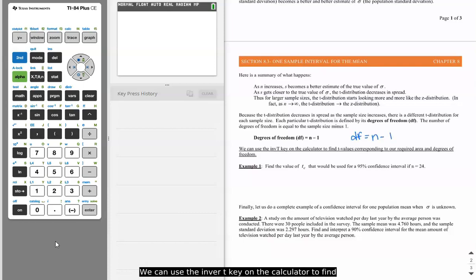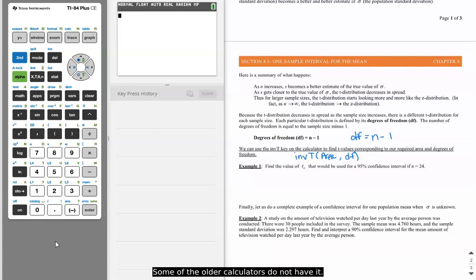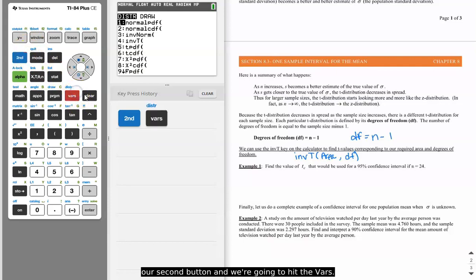We can use the inverse t key on the calculator to find t values corresponding to our required area and degrees of freedom. So our inverse t is set up with our area, and then we have our degrees of freedom. Now, what I want you to do is to see if you have this function on your calculator. Some of the older calculators do not have it. Where we're going to find it is we hit our second button, and we hit the vars. Now, mine has it. Mine's number 4, the inverse t, so I am good. If your calculator has it, then you're good.